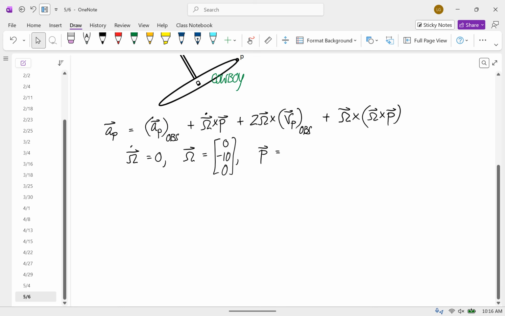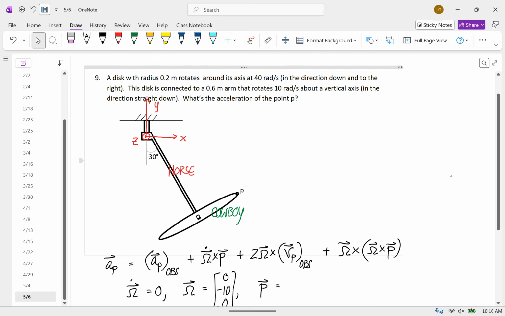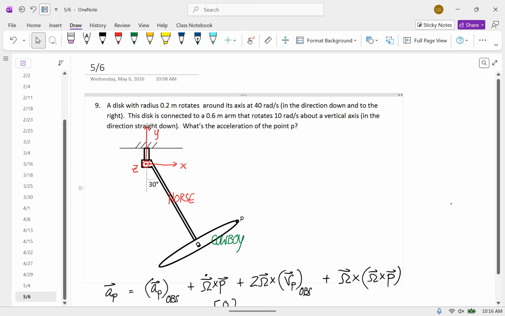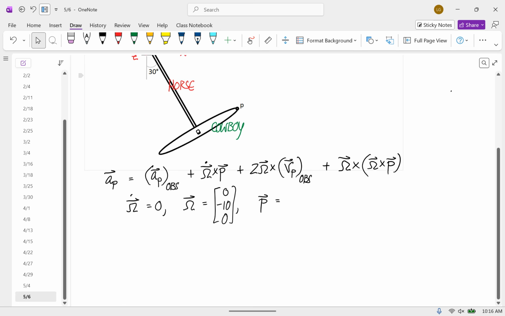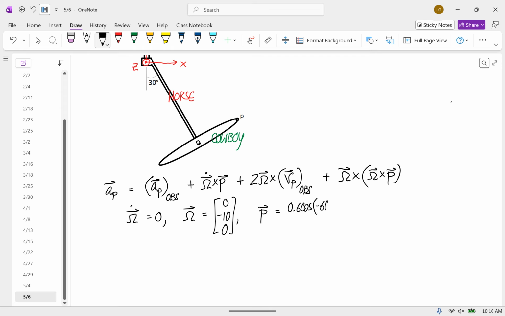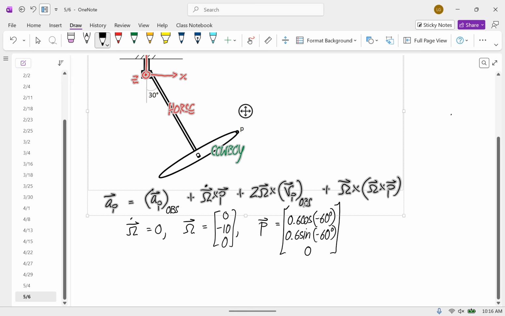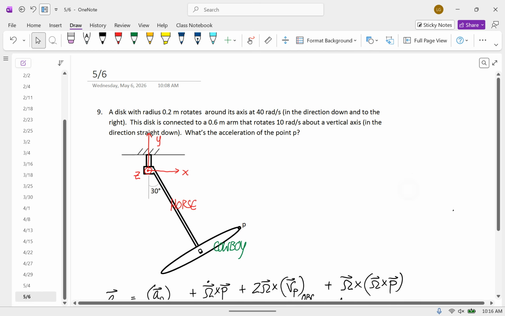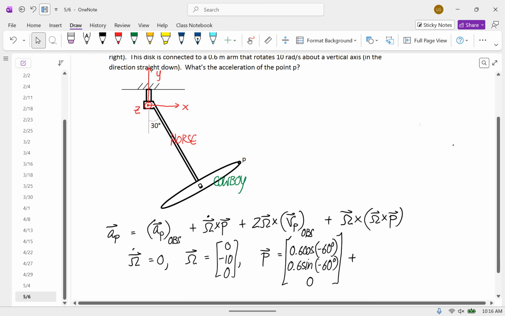Okay, so I will write that as, the arm has a length of 0.6. So I'm going to go 0.6 times the cosine of negative 60 degrees, 0.6 times the sine of negative 60 degrees, 0. And then I'm going to add that to the radius of the disk, which is 0.2.